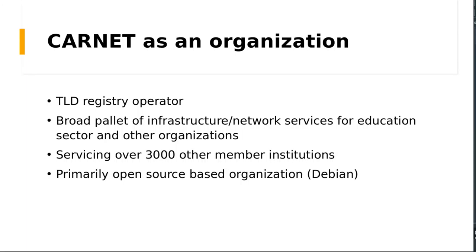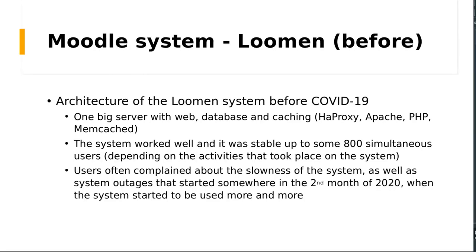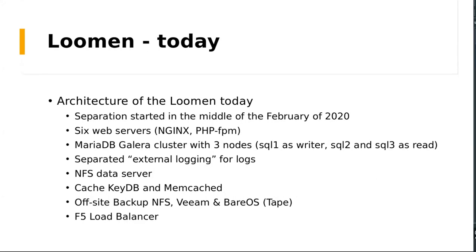Same as everyone, when COVID-19 happened and the lockdown and everything, online school exploded. And so did our Moodle. We had one server with HAProxy, Apache, PHP, and Memcached. We were looking at around 800 simultaneous concurrent users. And one day, we saw over 2,000, 3,000 users, and we decided it's time to scale up. So for the first step, we decided to scale out to 3 web servers. We used one SQL server, an external caching server, and an external data server.